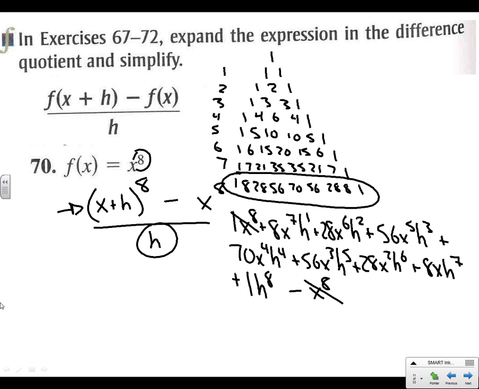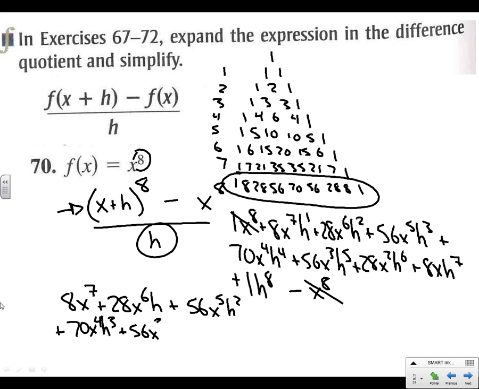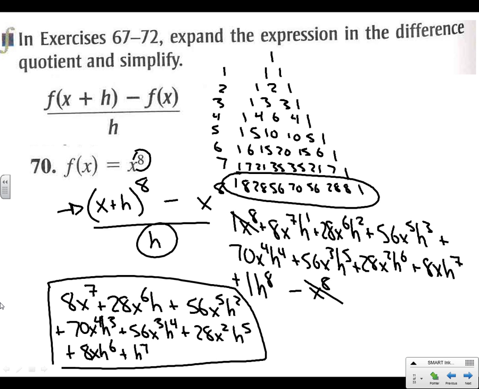We need to divide by h. So our final terms are going to be 8x to the 7th, h disappears, plus 28 x to the 6th, h, plus 56 x to the 5th, h squared, plus 70 x to the 4th, h cubed, plus 56 x cubed, h to the 4th, plus 28 x to the 2nd, h to the 5th, plus 8x h to the 6th, plus h to the 7th. That is our final answer.